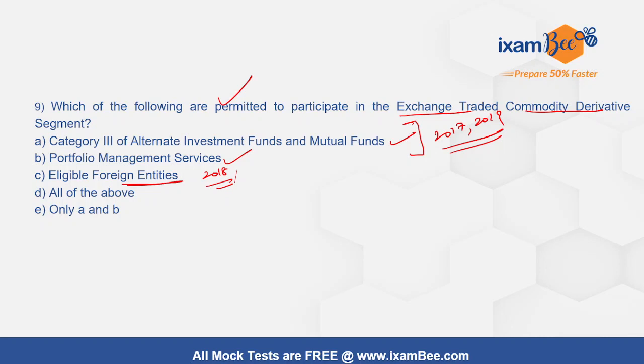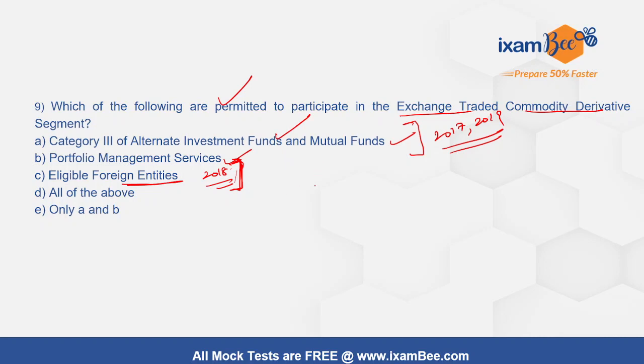They should be signatory to that. So this is a definition of eligible foreign entity. But this particular circular of SEBI that we are talking about, in this case, as there were no transactions seen from these eligible foreign entities, they have been withdrawn. That particular instruction has been withdrawn and it stands repealed, so they will not be allowed now. So only category 3 of alternate investment funds and mutual funds will be allowed.